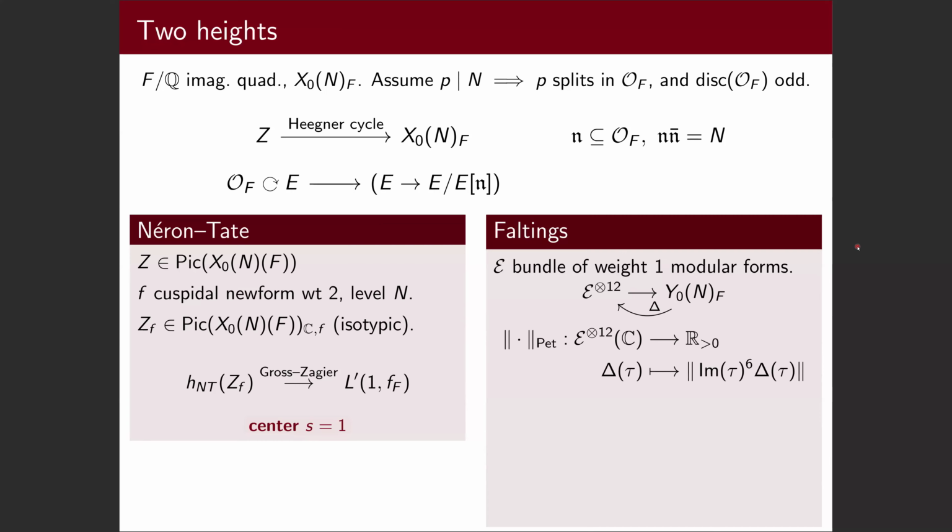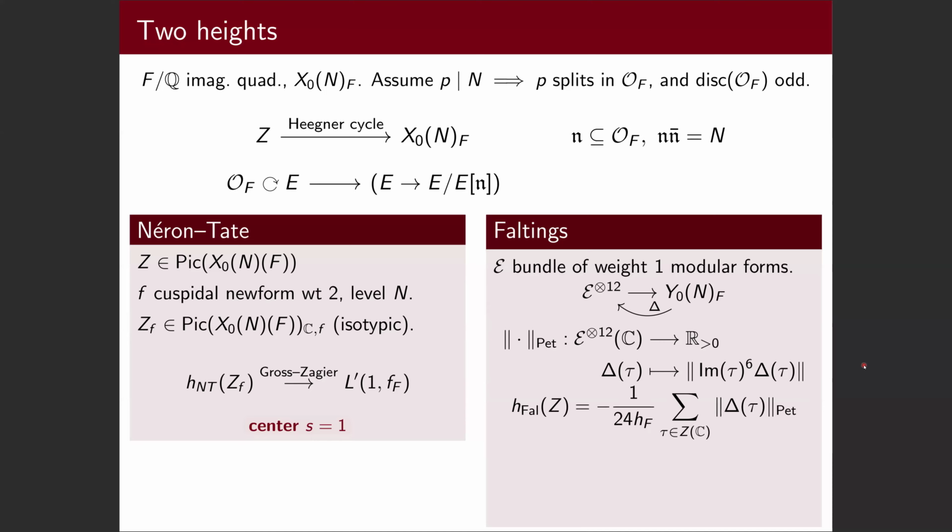So this Faltings height is going to be a weighted count of the points in the Heegner cycle by a certain norm defined using this line bundle. And this norm will be the Petersson norm. So there's a line bundle, and I'm supposed to give you a metric on the line bundle. To do that, I pick a section. So I pick the delta section, and I need to specify the norm of this section. And here's the usual Petersson norm.